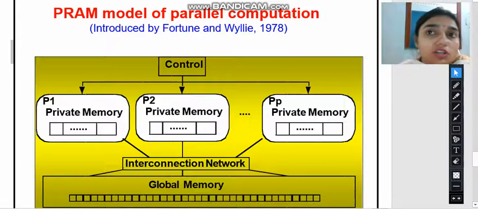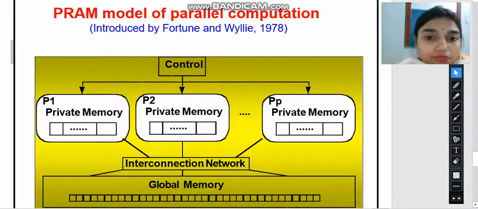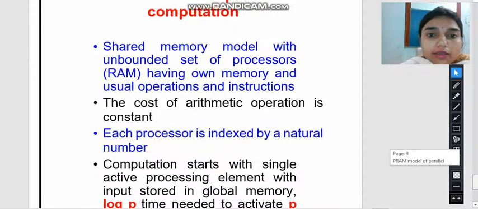Here the PRAM computation begins with the input stored in the global memory and a single active processing element. During each step of the computation, an active enabled processor may read a value from a single private or global memory location, perform a single RAM operation, and write into one local or global memory location. So this is how a PRAM model works.